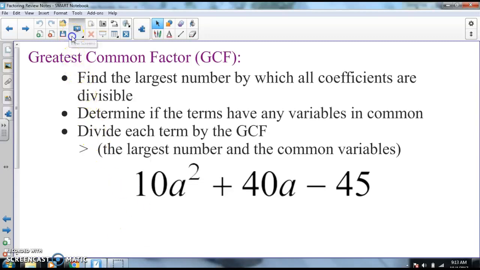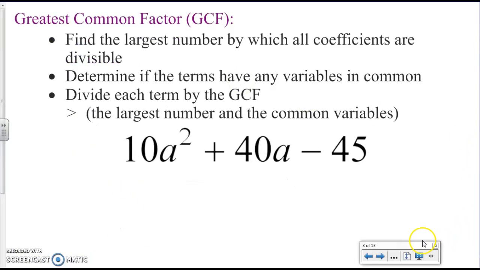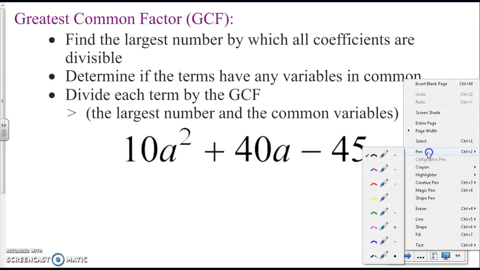Today we're going to talk about some types of factoring that we will use often in Algebra 2 throughout this semester and next semester. The first method that we are going to talk about is greatest common factor. When you're looking for greatest common factor, you're looking for the largest number by which you can divide all of the coefficients. And then you're going to determine if the terms have any variables in common. And then divide each term by the GCF and make sure that includes the largest number and the common variables.